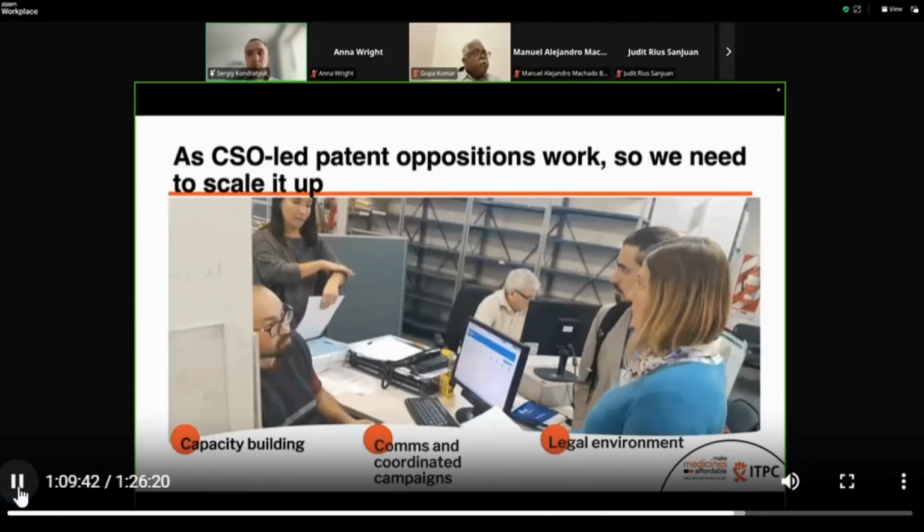So as CSO-led patent oppositions work, I would call and believe that we need to scale them up. Important components to this are capacity building, because it's important in terms of sustainability, as civil society groups will always be on the ground and will always continue the work, no matter how hard it is or whether there are some interruptions in donor funding, etc.